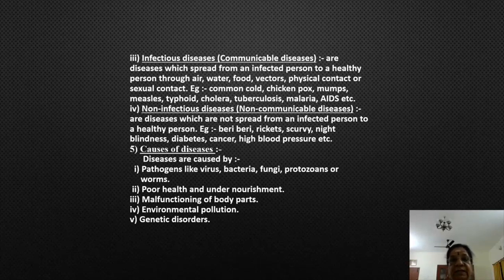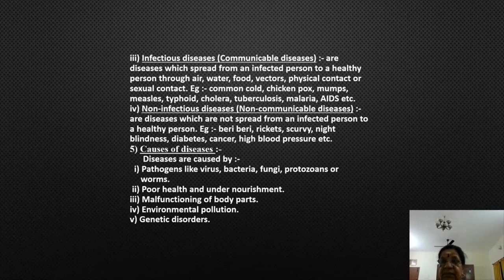Then poor health and undernourishment. Undernourishment is when the child is not eating a balanced diet. Malfunctioning of body parts: any system in our body, when it is not functioning properly, that is called malfunctioning of body parts. Environmental pollution and genetic disorder.